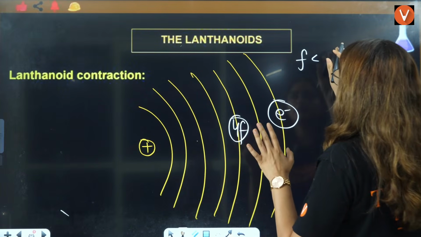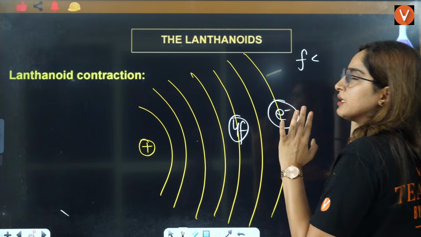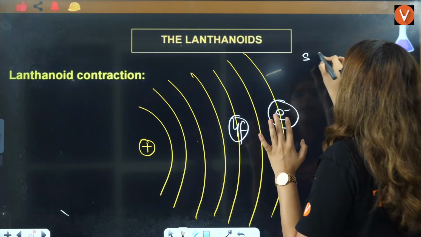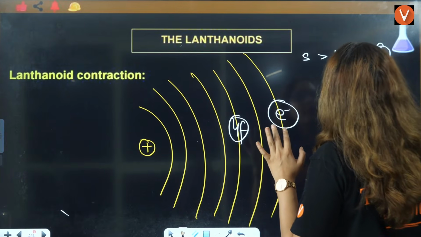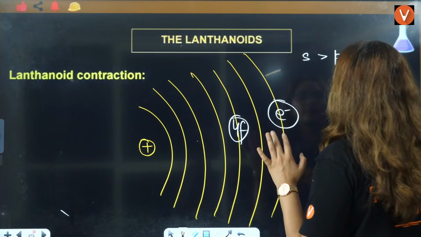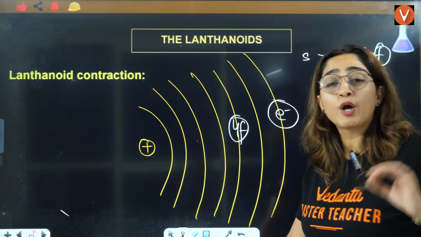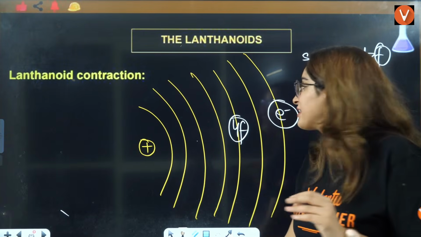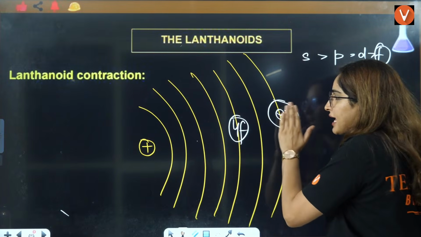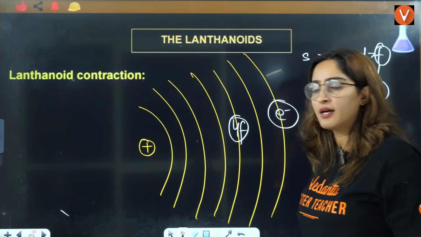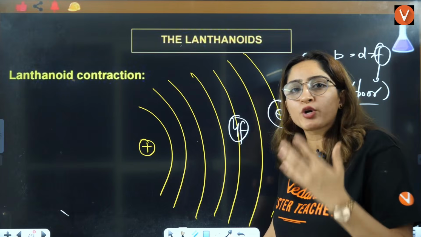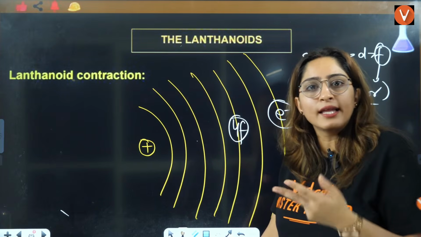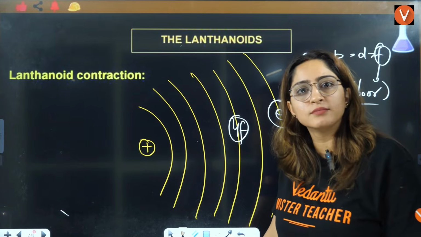is very less, right? S, then P, then D, then F. It has a very poor shielding effect. Because of its poor shielding effect, it is not able to save this electron from this nucleus. Inner core electrons are bodyguards. If the bodyguard is not able to protect the celebrity, then the celebrity will be gone, right?